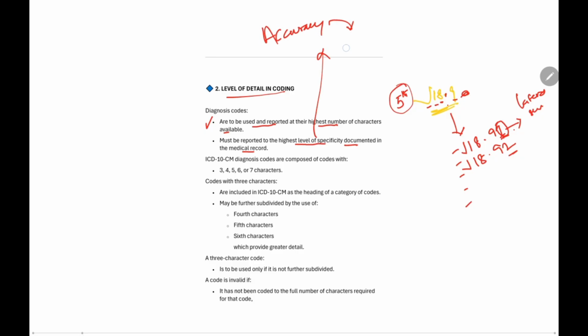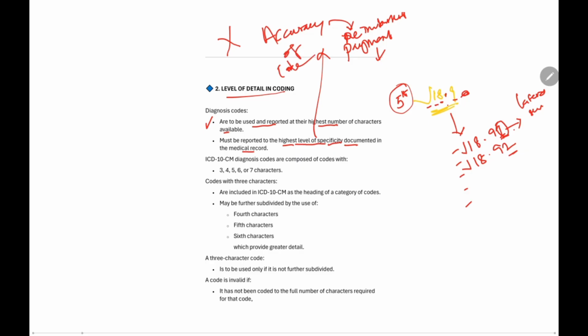Because it will impact the payment, the reimbursement payment, right? So you should not take it as a textbook thing, guys. You should always relate the subject to real-time scenarios, right? If I am not giving the highest level of specificity, I am not giving the accuracy properly. Accuracy of code will disturb the people in the system.